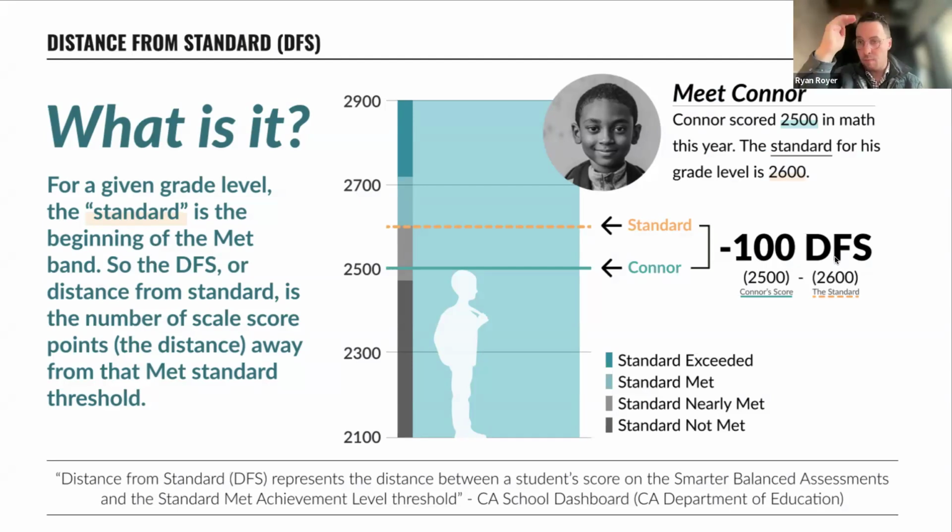However many points above or below that is their distance from standard. When you're averaging that, you're just taking that across a group of students. You add their distance from standard up in the numerator, you have the number of students in the denominator, and then you get your average distance from standard.